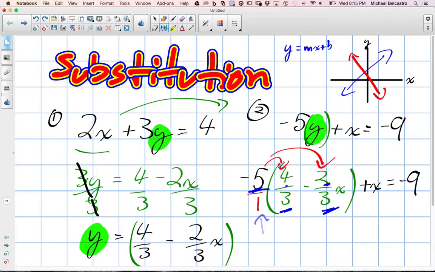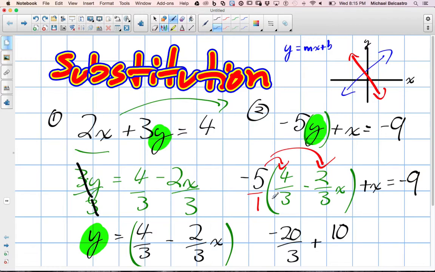Okay, so negative 5 times 4, and negative 5 times, you can think of it like negative 2. So we distribute, and we get negative 5 times 4 is negative 20, and 1 times 3 is 3. Negative 5 times negative 2 is plus, so 5 times 2 is 10, and 1 times 3 is 3, and the x still stays. Because we distributed, the brackets disappear, and we have plus x equals negative 9.